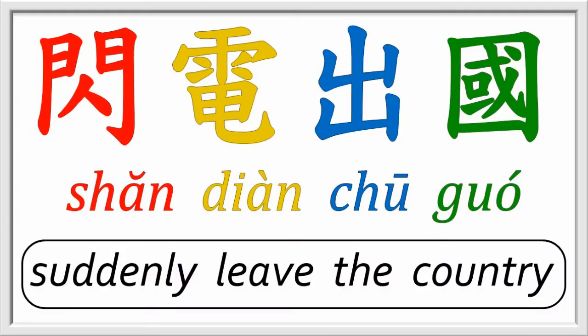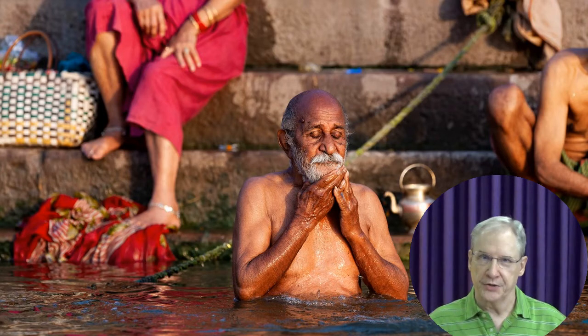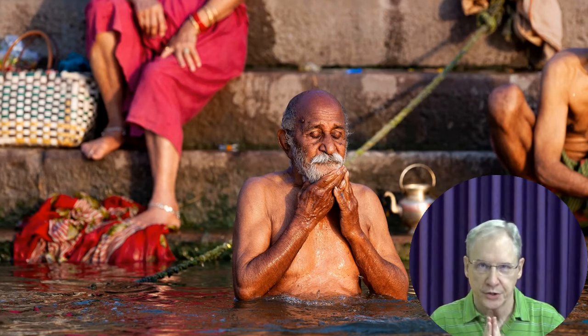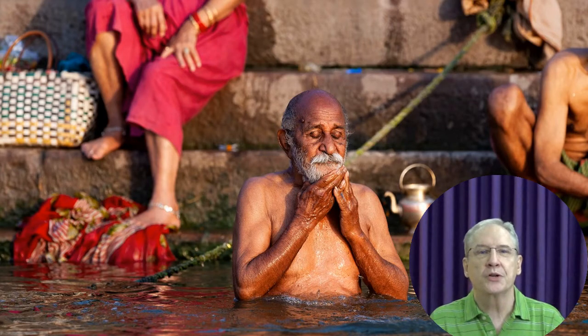闪电出国. The seventh character in today's lesson started out in oracle bone script as a simple sketch of a man performing his ablutions, purifying himself before presiding over a religious ritual. This ceremonial bathing, along with abstinence from food and drink, were necessary to demonstrate one's sincerity and reverence toward the gods.